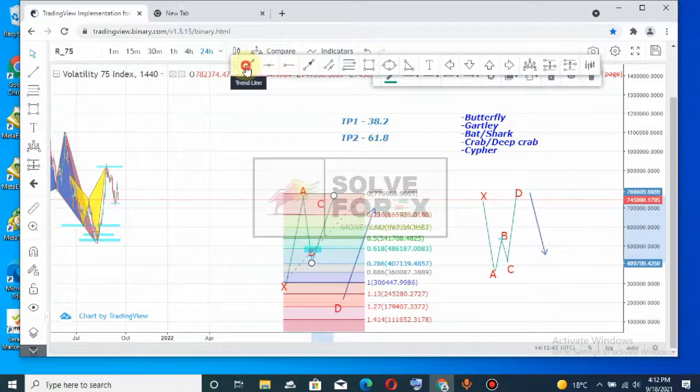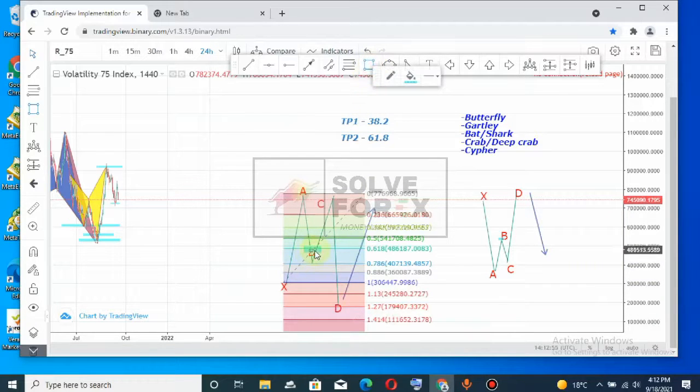Then you wait for your what? For your C to D. You wait for your C to D to form. As soon as all your M type is formed and it goes all the way to 127, these are your most important points. If your B retraces to 786 right here, and then you wait for the second leg, it mustn't break the first one. When it comes back, it must go all the way to where? To 127, which is right here. As soon as that forms, then you take your triangle. Then you draw from X to A.